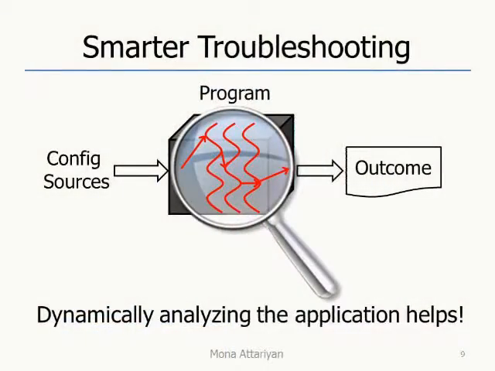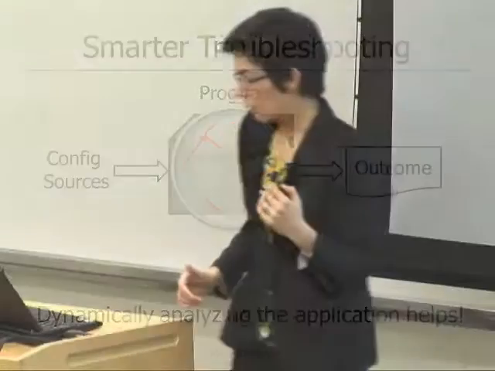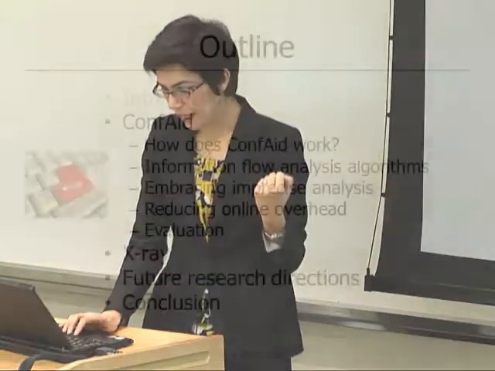Okay, so if we open up this black box and we look at how the application runs, how it uses these sources to generate the outcome, then we might be able to infer which one of these configuration sources are causing the outcome to be incorrect. So basically, if we analyze the program as it runs, then we might be able to infer what's going on. So that's the main idea behind both ConfAid and X-ray.